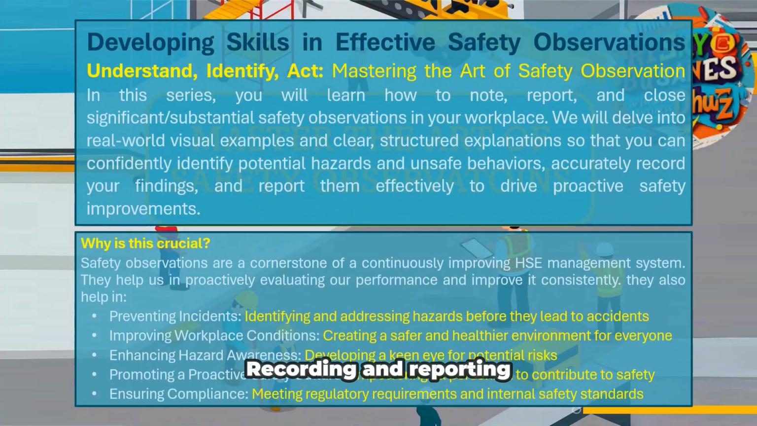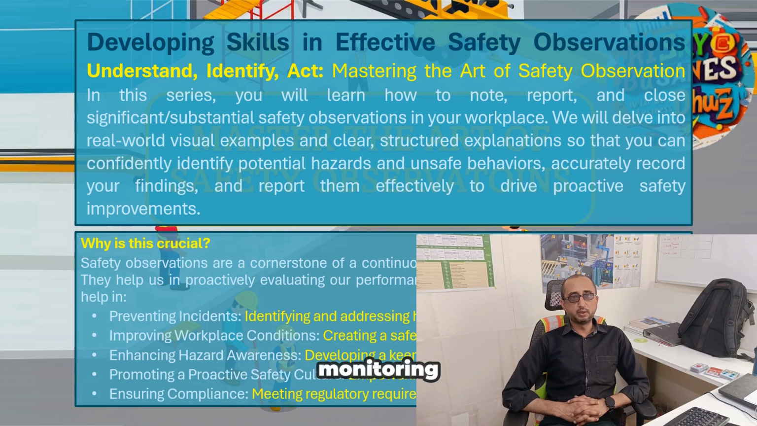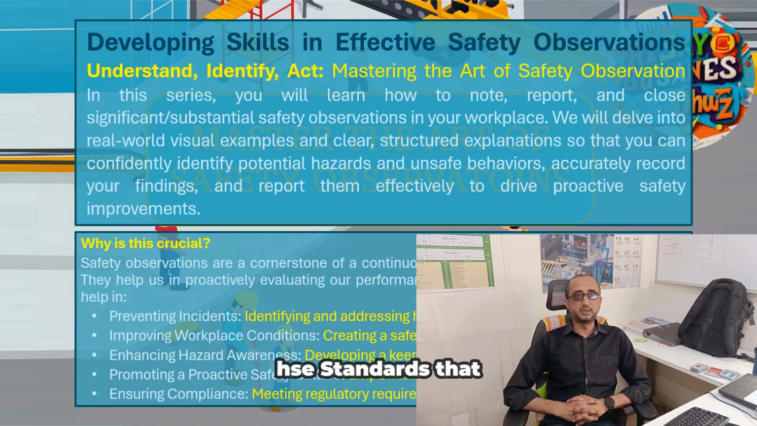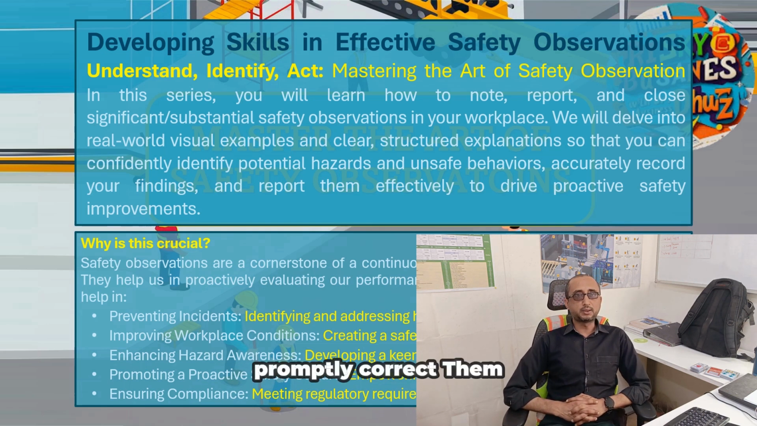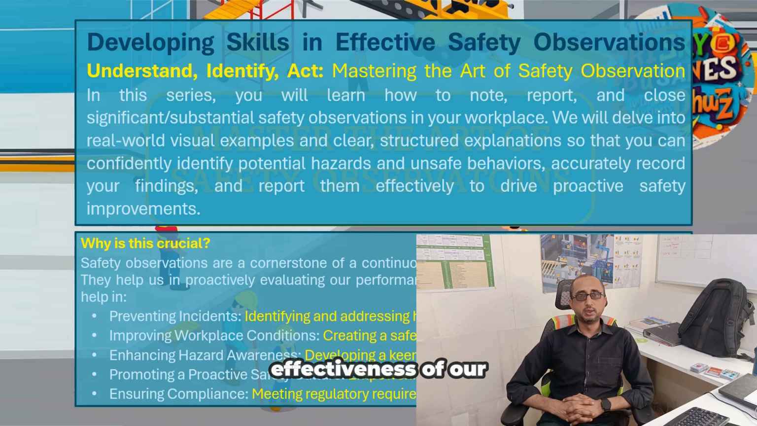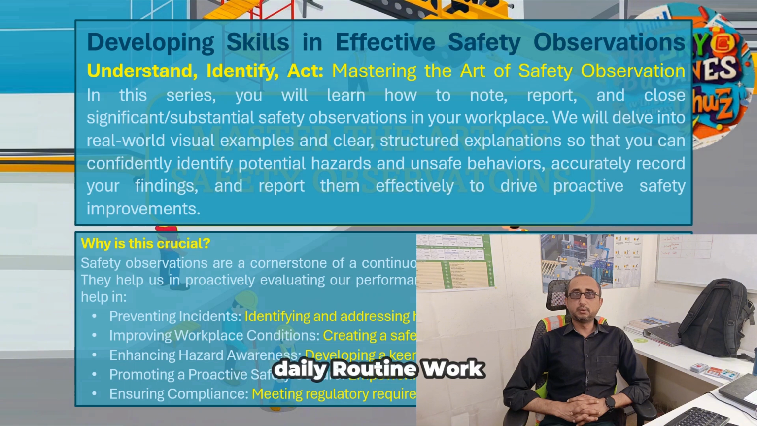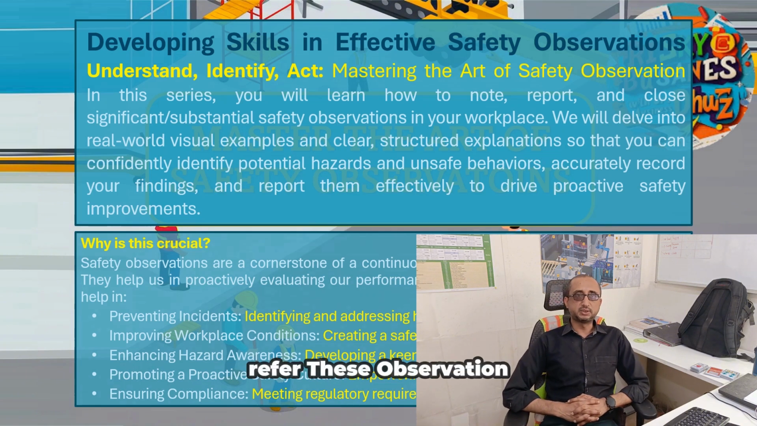Welcome to our Master the Art of Safety Observation series, in which we are improving our skills in identifying, recording, and reporting professional safety observations at work site. These observations are basically a form of proactive monitoring intended to proactively identify any areas of improvement, gaps, or deviations from our adopted HSE standards that we have implemented so that we can promptly correct them to ensure the effectiveness of our HSE systems. These are also part of the daily routine work of our site HSE team, and generally we refer to these observations as informal inspections.